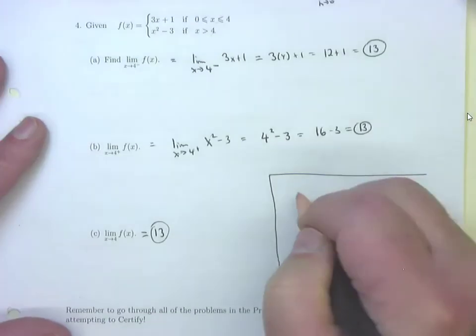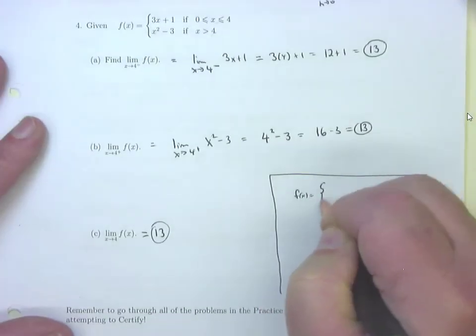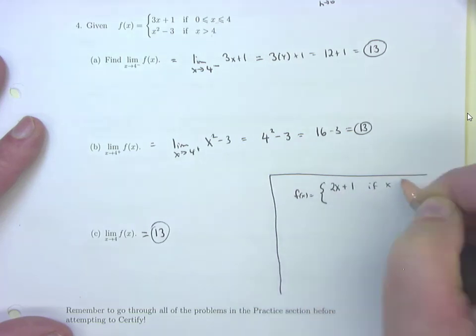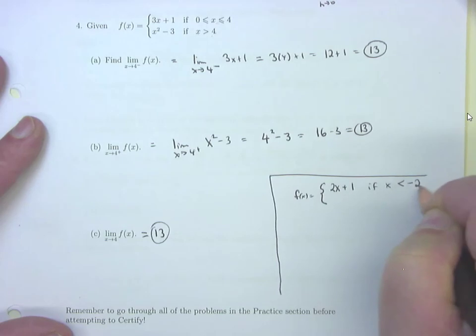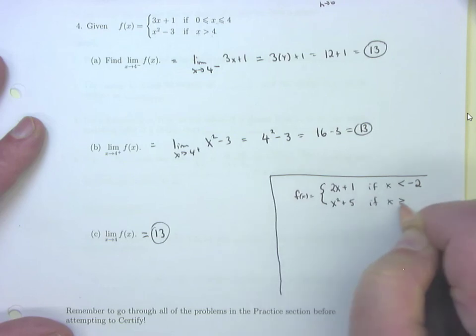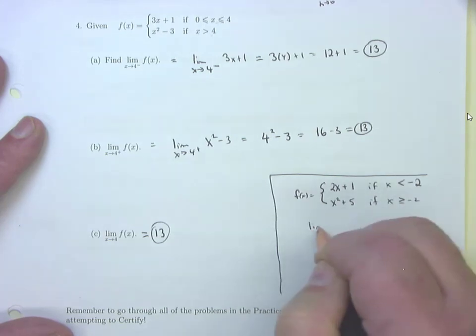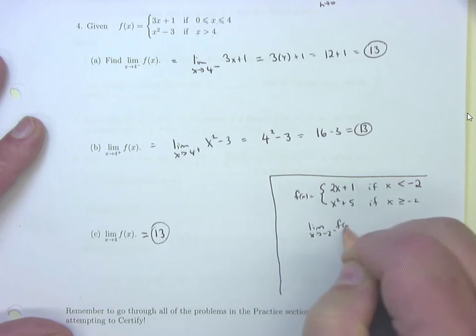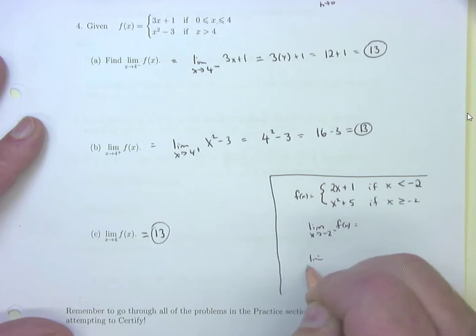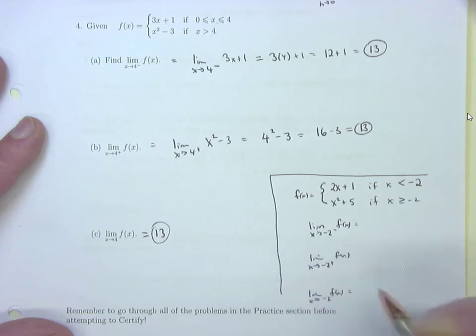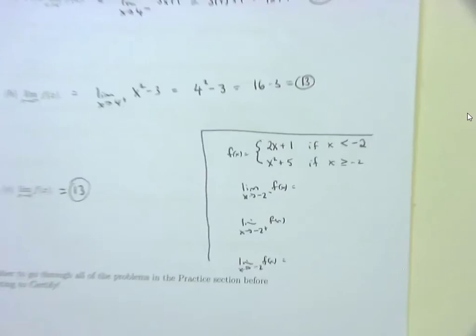If I did this, f of x is equal to this piecewise function, 2x plus 1 if x is less than negative 2, and x squared plus 5 if x is greater than or equal to negative 2. And I ask you, what is the limit as x approaches negative 2 from below of f of x, the limit as x approaches negative 2 from the right of f of x, and what is the limit as x approaches negative 2 of f of x? Okay, so I'm going to blow this up so you guys can see this over here.